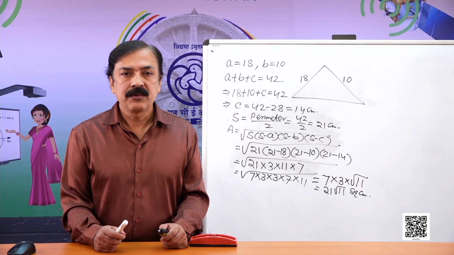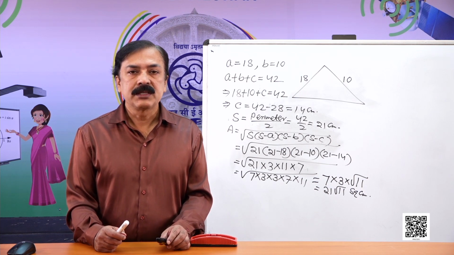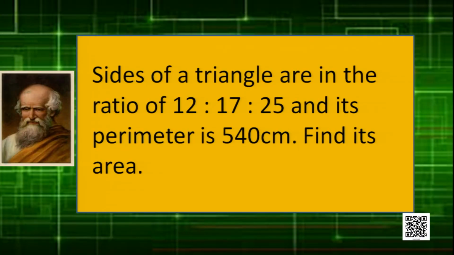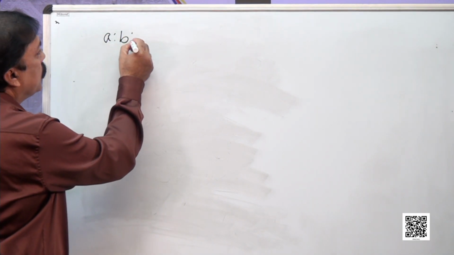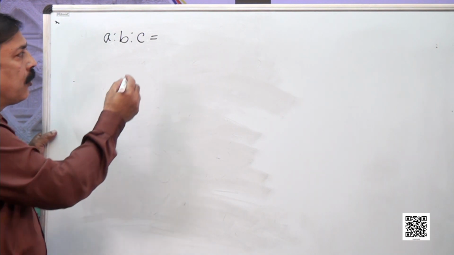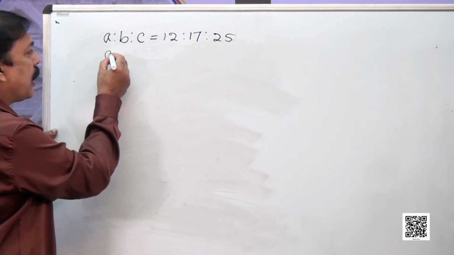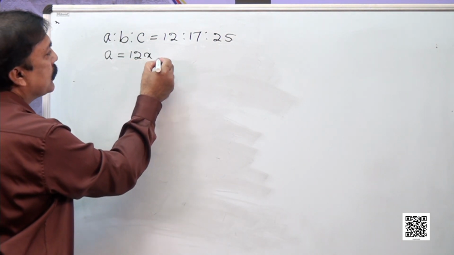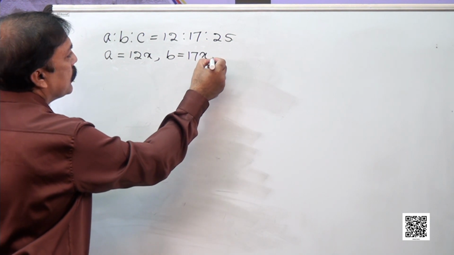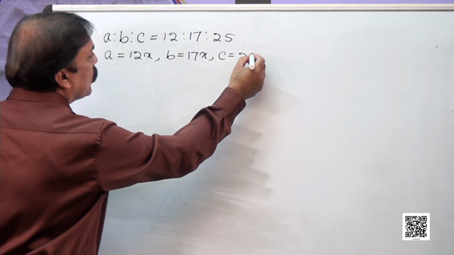Now let's see another question. This question says that the sides of a triangle are in the ratio 12:17:25 and its perimeter is 540 centimeter. Find its area. You see the ratio, that is a is to b is to c, are in ratio 12:17:25. So we can take a equal to 12x, b equal to 17x and c equal to 25x.